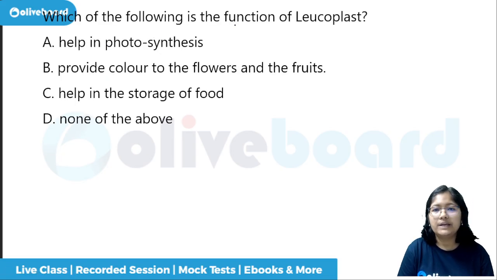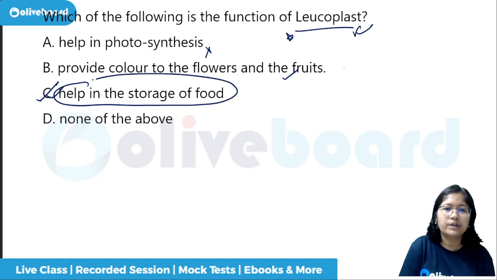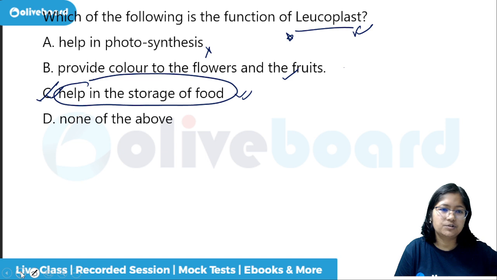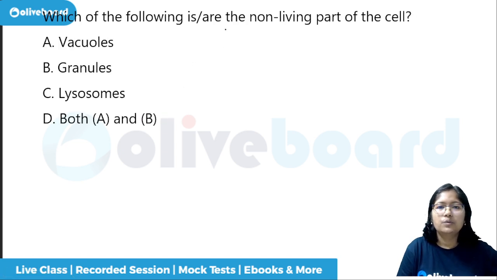Which of the following is the function of leucoplast? So when we say leucoplast, is it for photosynthesis? Is it for color to the flowers and the fruits? Is it for the storage? Yes, leucoplast helps in storage of food. So leucoplast is for storage. It helps in storage of food. Which of the following are not living part of the cell?